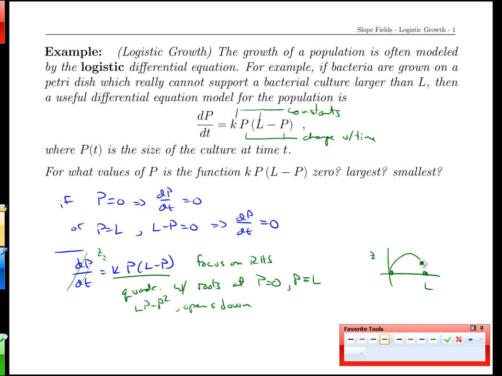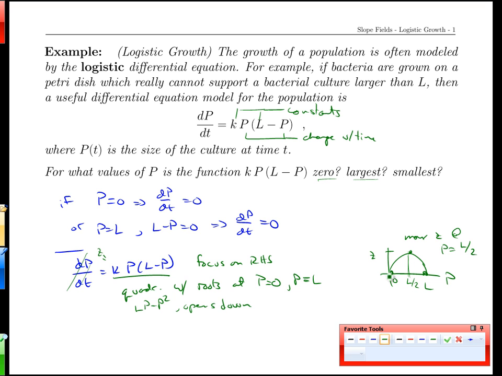Here are L and 0 on the P axis. If my population was 0, I would get a 0 derivative, or let's call this value Z for the moment, I'd get a 0 value. If P is equal to L, the other end, I also get a 0. And because it's a parabola, it's going to be symmetric between those two points. And so the maximum Z value would occur at P halfway between 0 and L, at L over 2. Now, that answers our zero and largest.